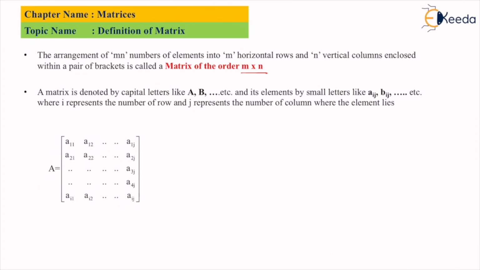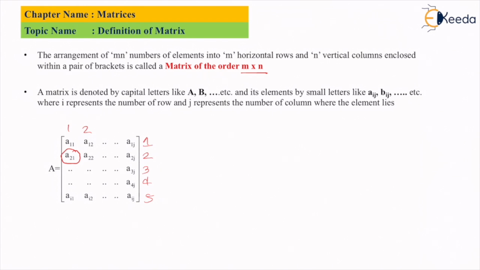Now normally a matrix is denoted by a capital letter like A, B, C and so on, and its elements are generally denoted by a11, a12 or b11, b12 and so on. So we call it aij and bij, where i is the row number, j is the column number. Let's say I want to show the element at this position, which is the position of the second row and the first column. This is row number 1, this is row number 2, 3, 4 and 5. Similarly, this is column number 1, 2 and so on.